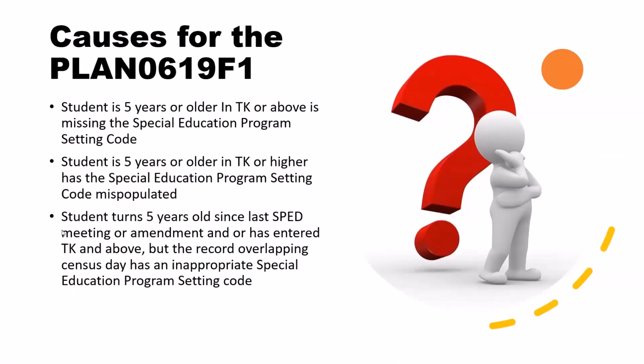So, okay, and so the third scenario: Student turns 5 years old since the last special education meeting or amendment and has entered TK and above. But the record overlapping census day has an inappropriate special education program setting code. So this is a variation of the second one. The special education setting code is populated, but it's populated prior to the student turning 5 or entering TK. And so now it triggered the error because it wasn't appropriate for the student who is 5 and in TK. So those are three different types of scenarios in which the PLAN0619F1 will trigger.